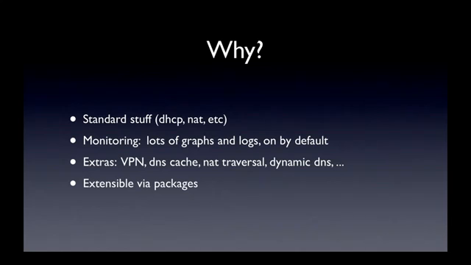Also, we want accountability for what's happening on the network, and we want the ability to see where the resources are going. So there's lots of logs and graphs that you can use to learn about usage patterns and see what's going on. And there's also a bunch of extra packages you can install to add value: VPN services, DNS caches, various kinds of proxies, all kinds of NAT traversal protocols, dynamic DNS clients, and lots of other stuff. There's a package layer for pfSense that sits on top of the FreeBSD ports tree and integrates with the pfSense administration tools.